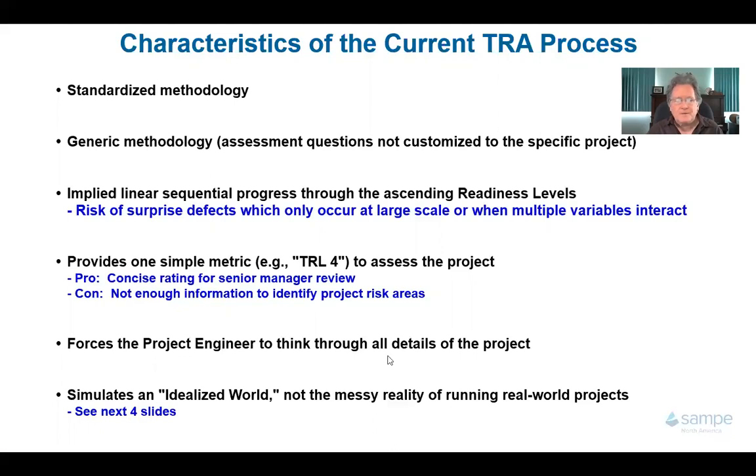Also, you have this very simple metric. Your project is a 3 or a 5 or a 7. It's obviously very easy for the senior manager to understand what that means, but it doesn't really convey a lot of information about the overall project progress and what tasks have been done. And it doesn't point out any specific risk items that you have going forward.